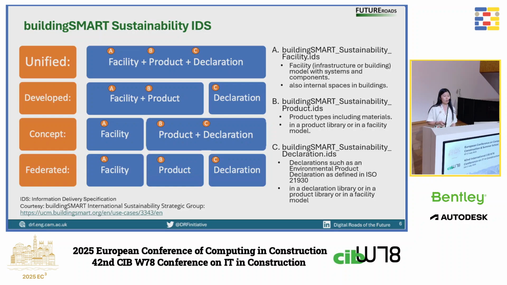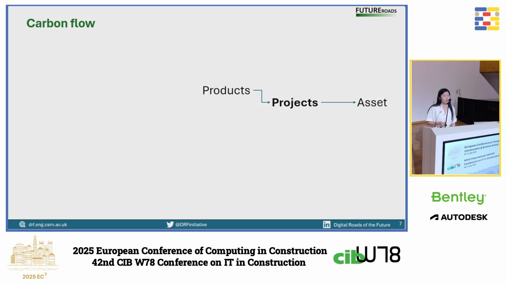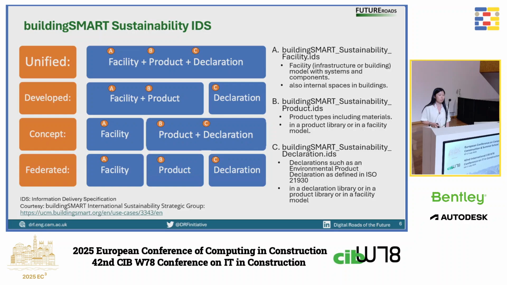So they divided the IDS into three key parts: the facility, product, and the declaration. To be honest, the declaration is also more about product because it's more about the EPD, environmental product declaration. And acknowledging that this IDS, the buildingSMART developed, is more for the design and for the inclusion of the embodied carbon.